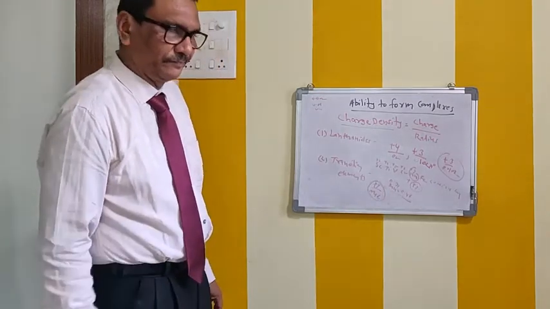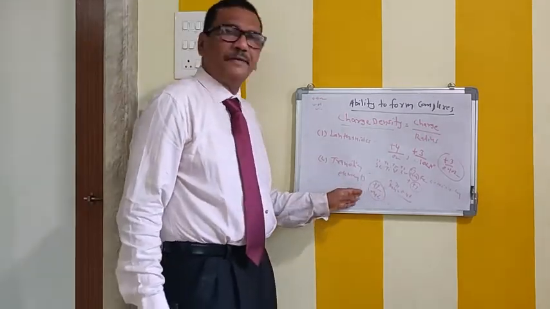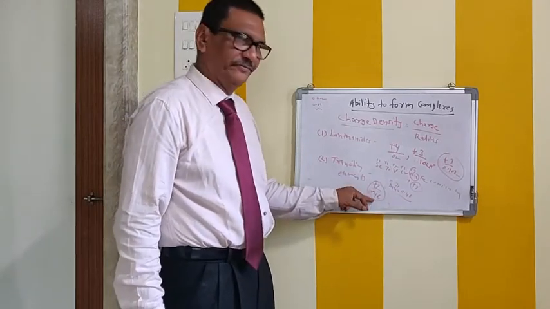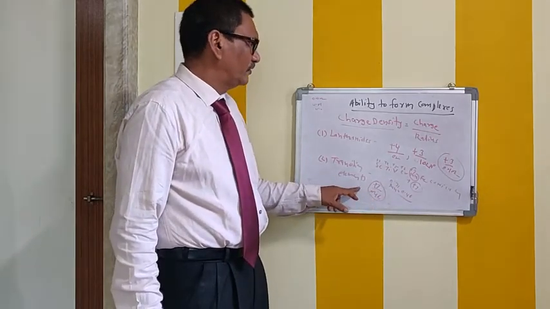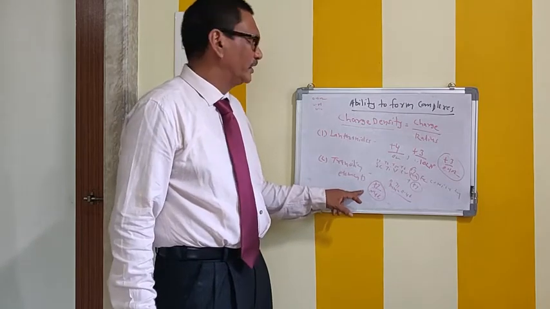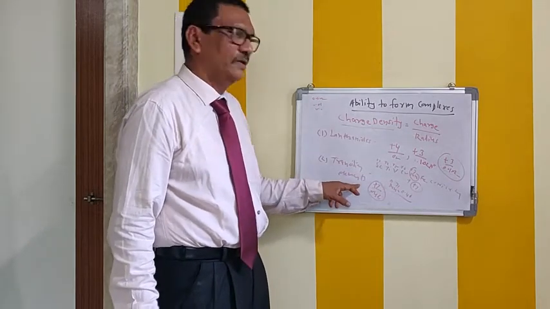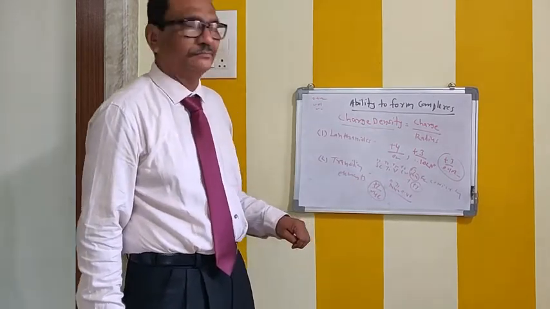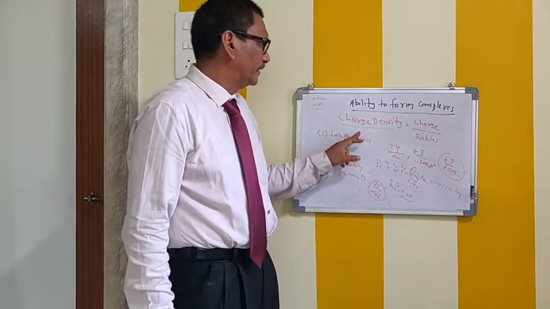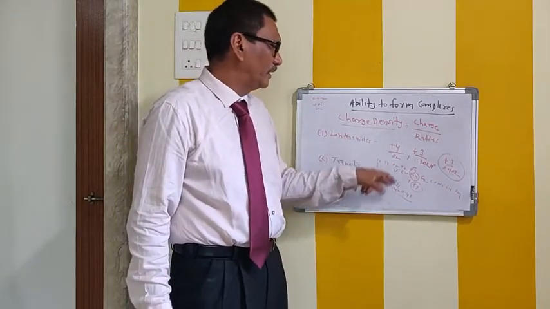So calculate it. So definitely the answer will be this. The charge to radius ratio, that is the charge density, in case of the transition elements is higher, while in case of the lanthanides it is comparatively lower than the transition elements.